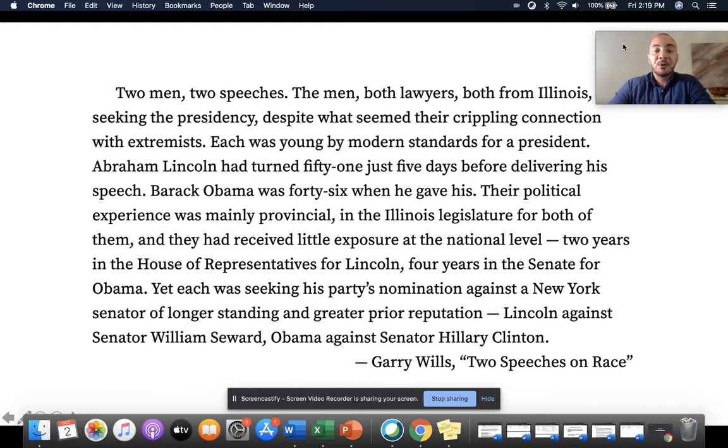Yet each was seeking his party's nomination against a New York senator of a longer standing and greater prior reputation, Lincoln against Senator William Seward and Obama against Senator Hillary Clinton." So in this case, we're getting both the similarities and the differences between these two figures. But again, we understand Obama's political character more by looking at him in comparison to the historical political figure of Abraham Lincoln. Now that we've taken a look at two examples of compare and contrast paragraphs, let's see if we can think about writing our own.